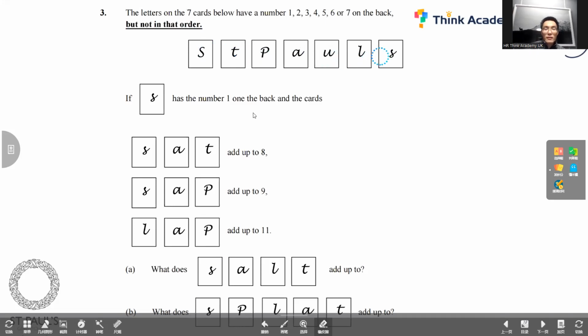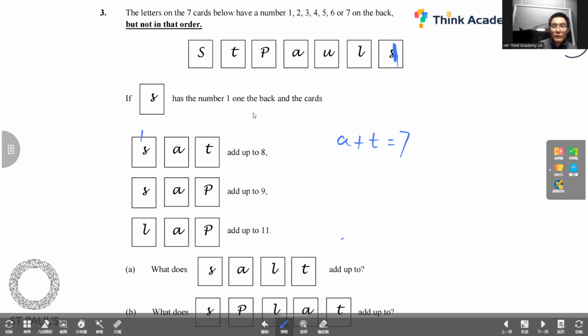Right. And then what's given to us in the question is: if S has the number 1 on the back, so that means S is 1, then we can have a look at the 3 conditions given to us. S plus A plus T adds up to 8. So S is 1, then A plus T is 7. We can write it over here. All right. And then S plus A plus P is 9, right?